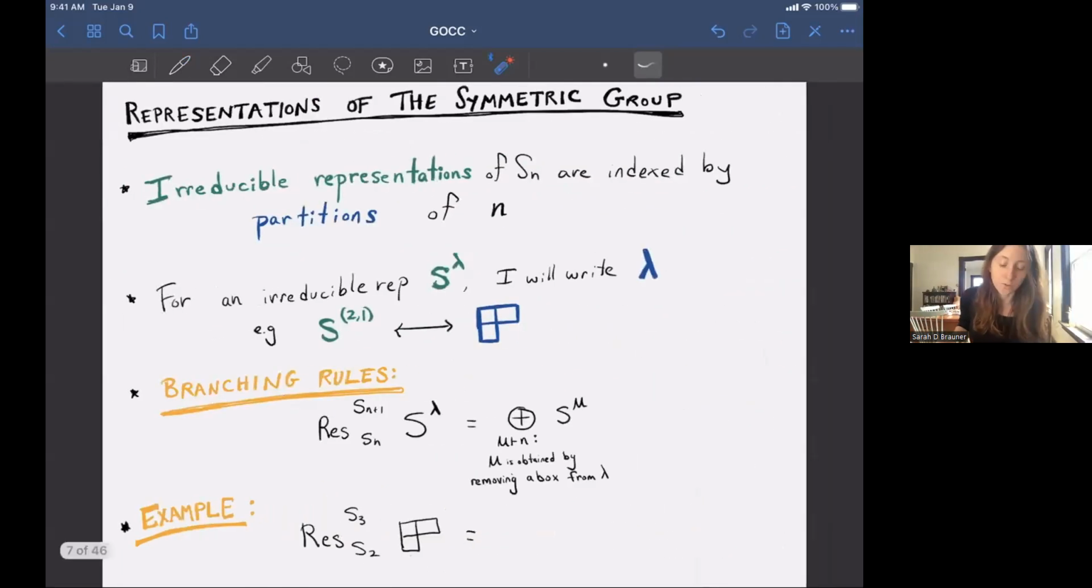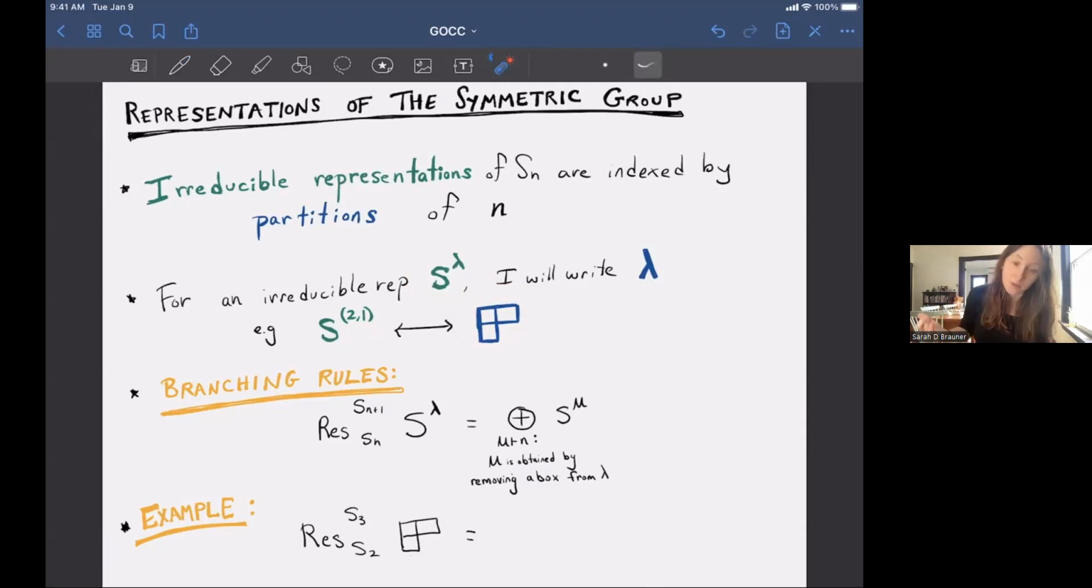Okay. So I'm about to talk about representations of the symmetric group. So to make sure that we're all on the same page here, I'm thinking about irreducible representations as being indexed by partitions of n, okay? And when I'm talking about an irreducible representation, this is a lot of times how people write it. It's the Specht module, but I'm just going to write the partition lambda. So for example, if I had the irreducible indexed by the Specht module 2, 1, I would just write the partition 2, 1 here. Okay, so when I write a diagram like this, I really mean a representation of Sn, or S3 in this case.